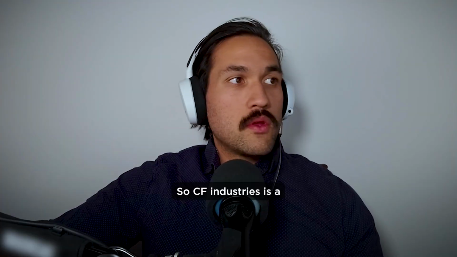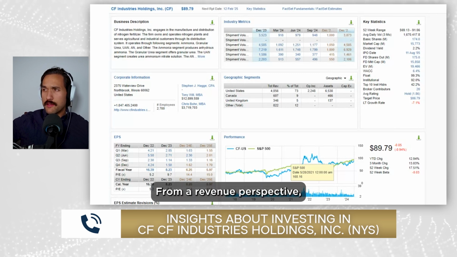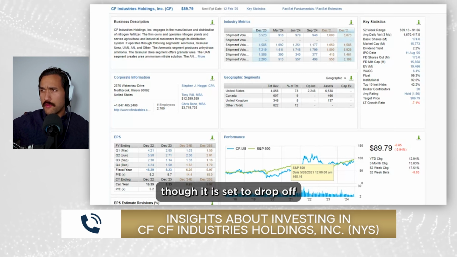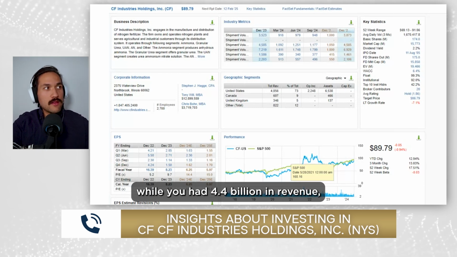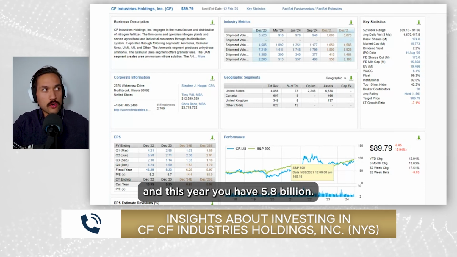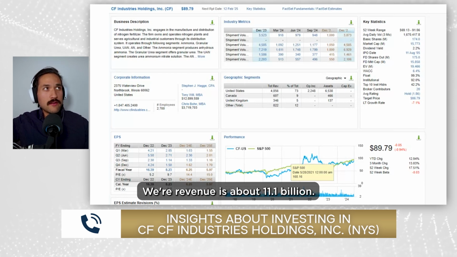So CF Industries is a global manufacturer of hydrogen and nitrogen products for a bunch of things: for clean energy, for fertilizer, and for emissions abatement. From a revenue perspective, the growth looks pretty solid, though it is set to drop off from 2022, right? You go back to 2018, you had 4.4 billion in revenue, and this year you have 5.8 billion. But it really peaked out in 2022, where revenue was about 11.1 billion.